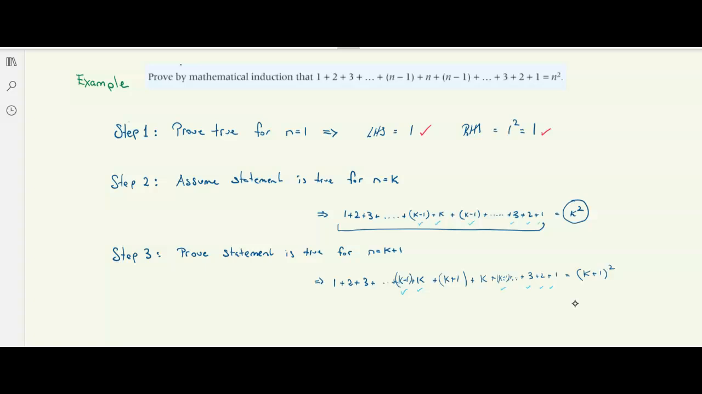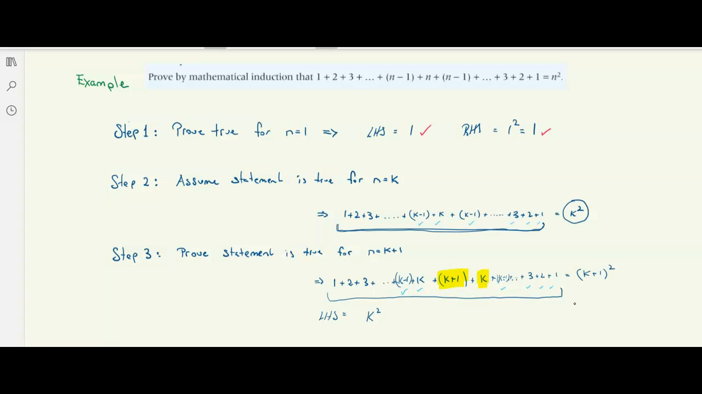So what I can do now is say that this left-hand side is equal to k squared, because all these terms here are found in here except for this k plus 1, and this k. Those two terms are the two terms in this expression that aren't there.